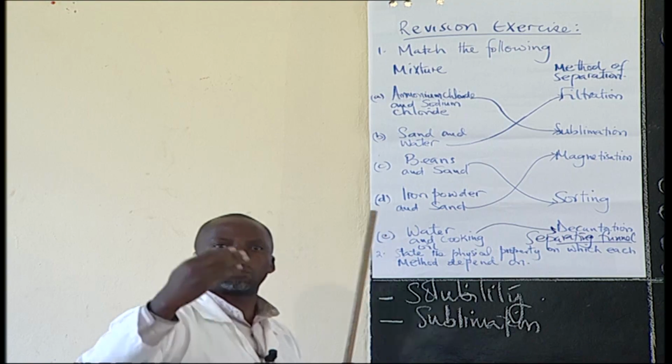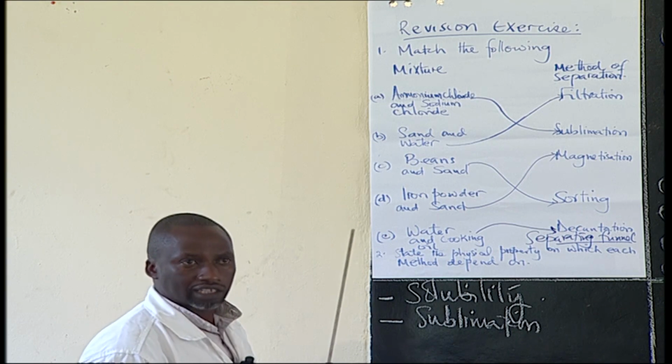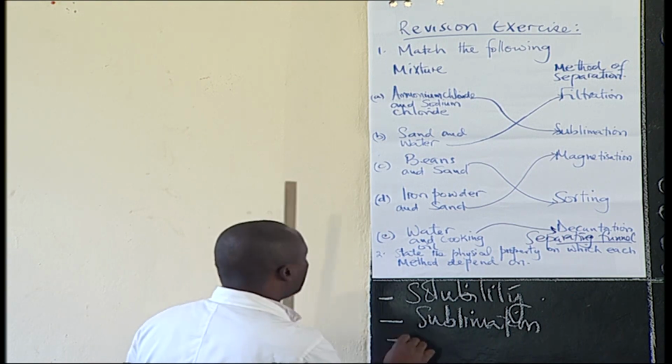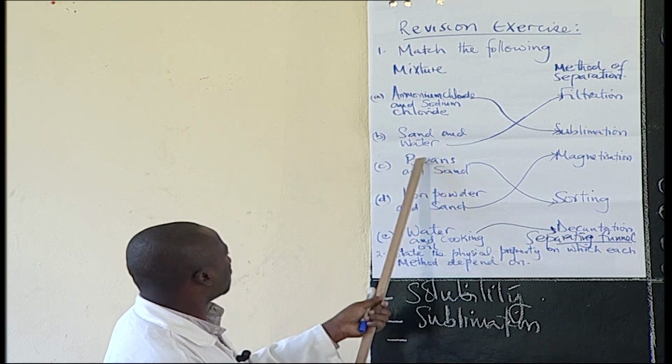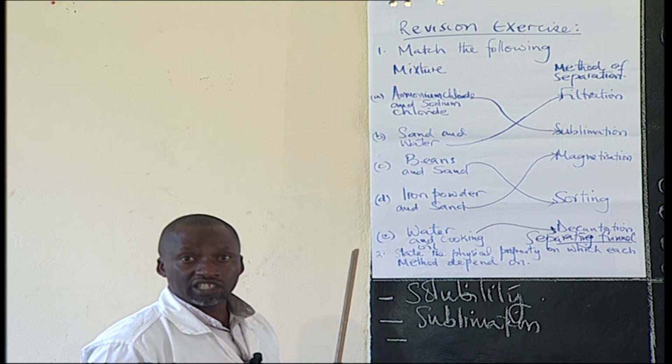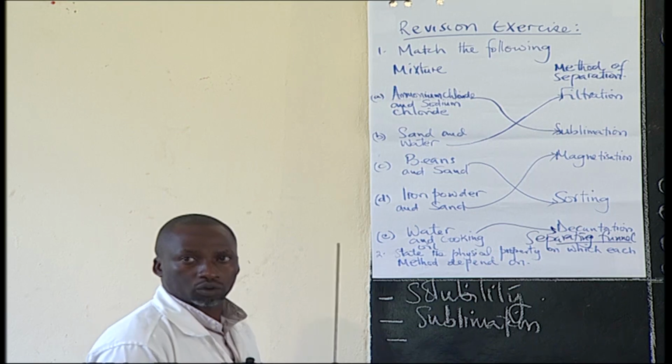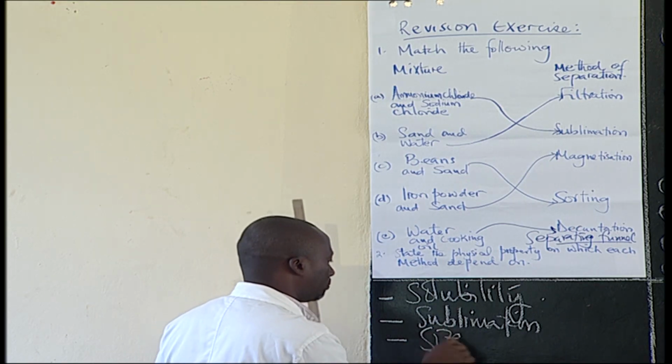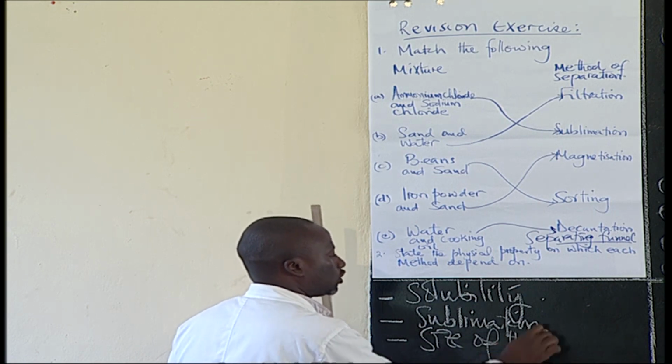The change from solid to gas. The physical property we are using for beans and sand is the size of the particles. So we are using the size of the particles here.